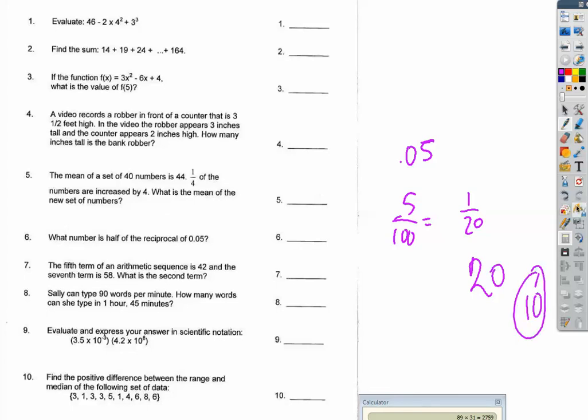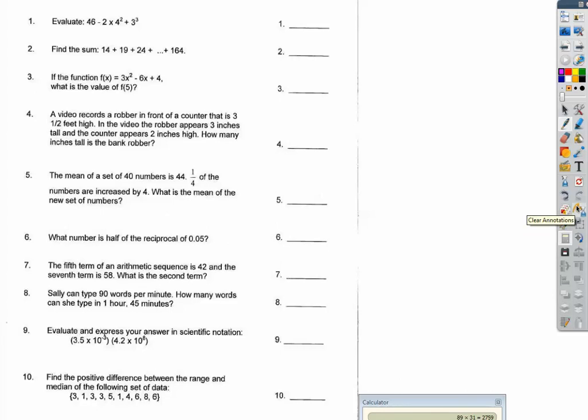All right. So the next one, what is the 5th term of an arithmetic sequence? When you see arithmetic sequence, that is another way of saying linear. So in other words, y equals mx plus b is going to work. Geometric is a little different. I don't think you'll see that. So the 5th term in an arithmetic sequence is 42. And the 7th term is 58. What is the 2nd term?